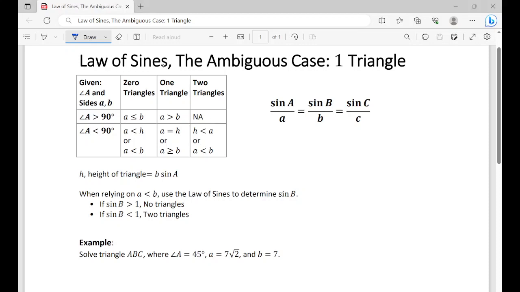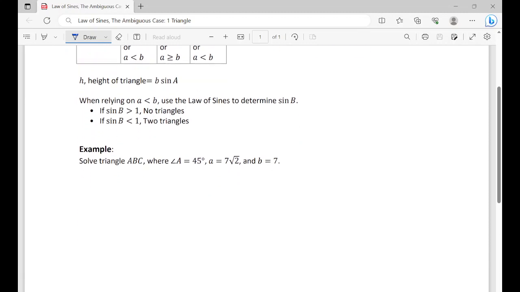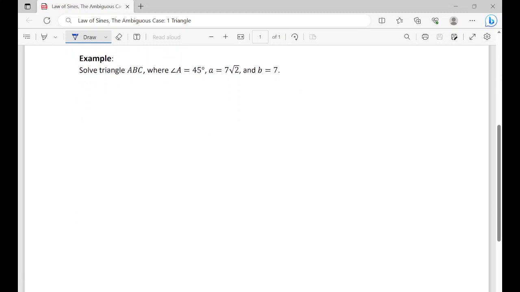When it comes to the law of sines, there is something called the ambiguous case. In this video, I'm going to look at the ambiguous case where we get only one triangle as a solution. So, going to solve the triangle ABC, where angle A is 45 degrees, side A is 7 root 2, and side B is just 7.